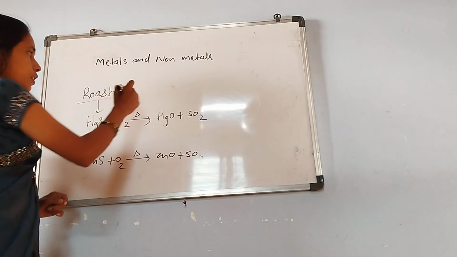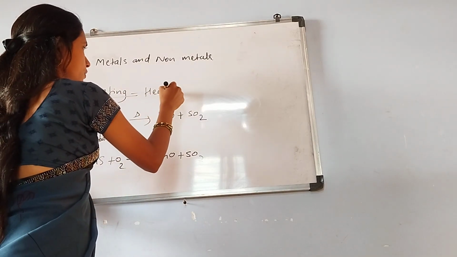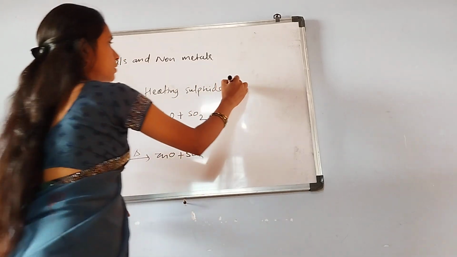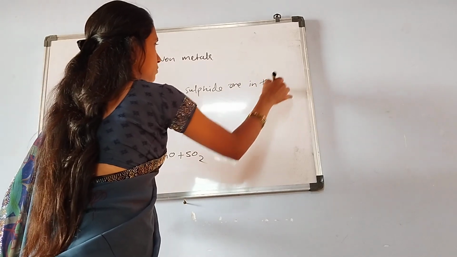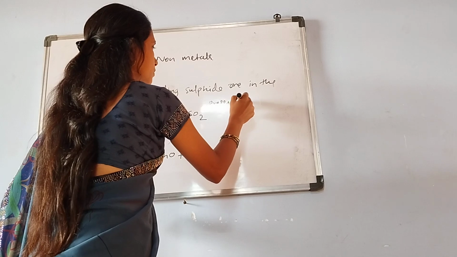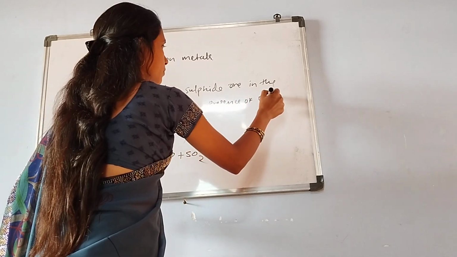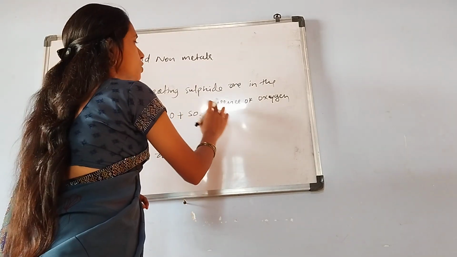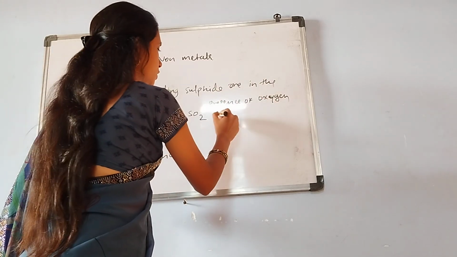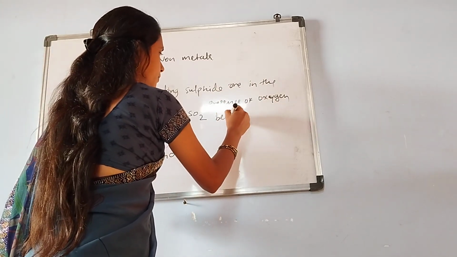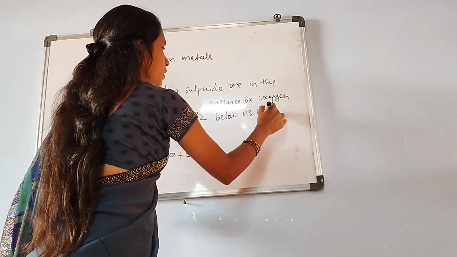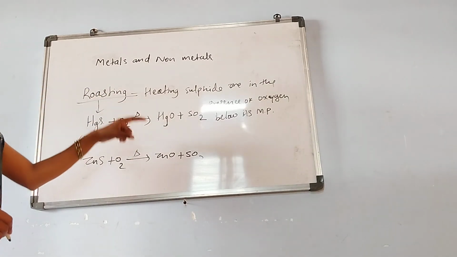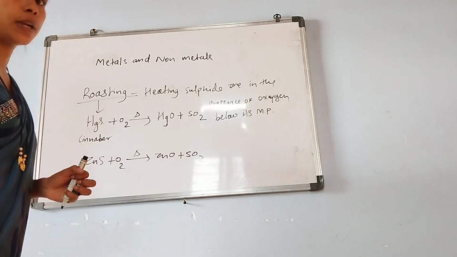So I'll write down the definition here. Heating sulfide ores in the presence of oxygen, but only up to below its melting point, otherwise it will melt, is called roasting. So these are the two steps for the conversion of metal ore to its oxide form. Now again we have to do the reduction of metal oxide to metals.